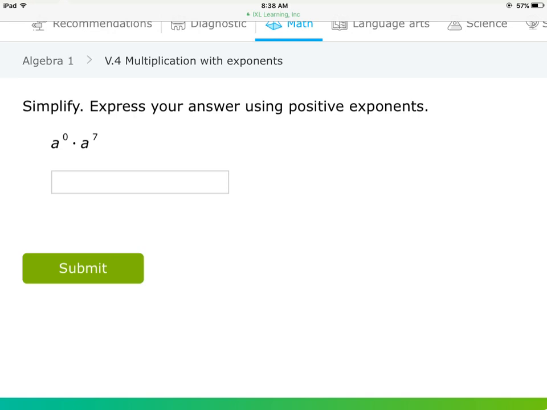So this example, we have a to the 0 times a to the 7th. One thing that we're going to talk about later this week is anything to the 0 power just becomes the number 1. So really, this is just going to be a to the 7th. There's nothing to do besides that, so we're just going to rewrite as a to the 7th.